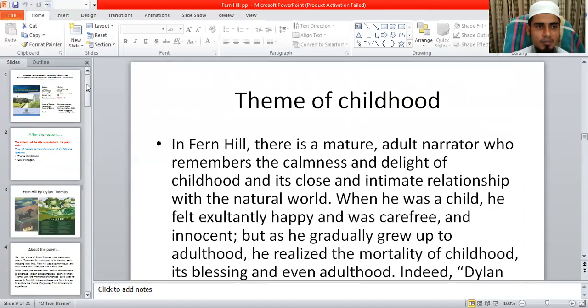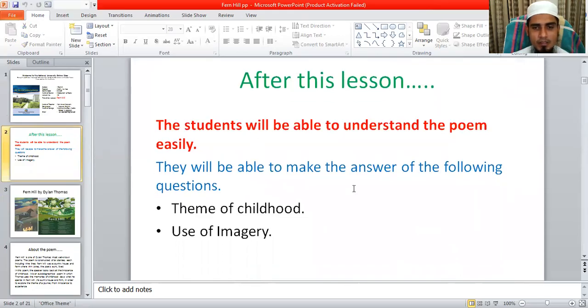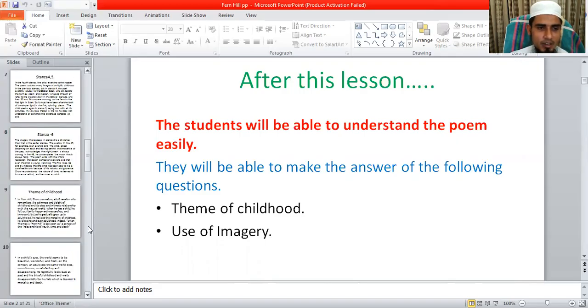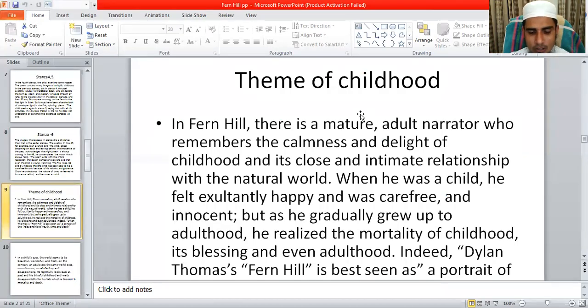So at first I stated that the two questions are very much important. One is theme of childhood. That means how does Dylan Thomas narrate or express his childhood in the poem Fern Hill? This may be the question. Or illustrate the idea of theme of childhood in the light of the poem Fern Hill. So in this way, from these slides, you can take help to prepare the answer. So my dear students, the question is very much important for you: theme of childhood in the poem Fern Hill. So from these you can take help to prepare your answer, my dear students.